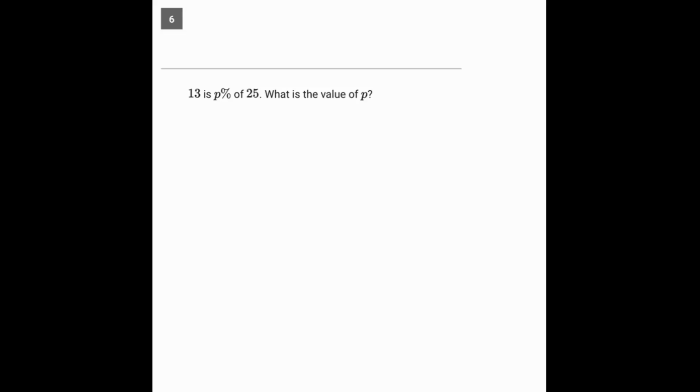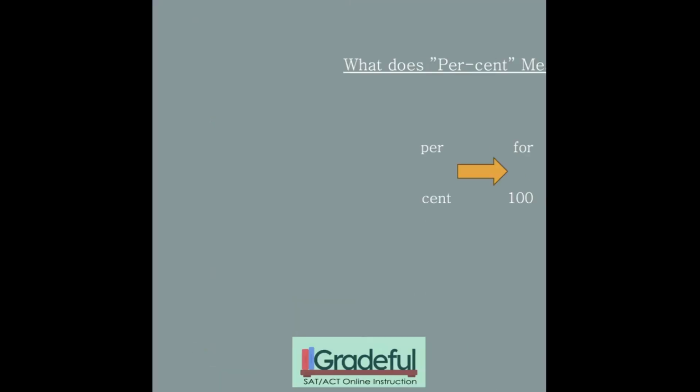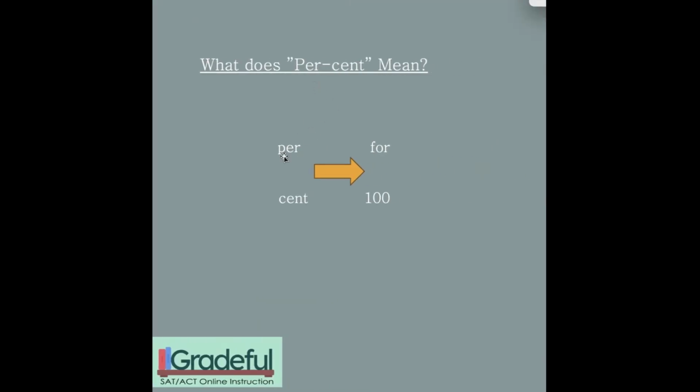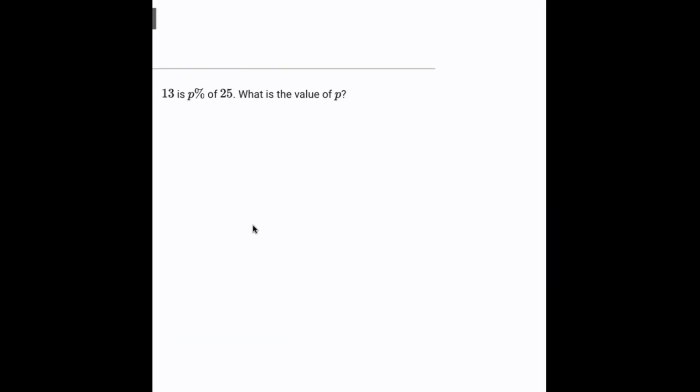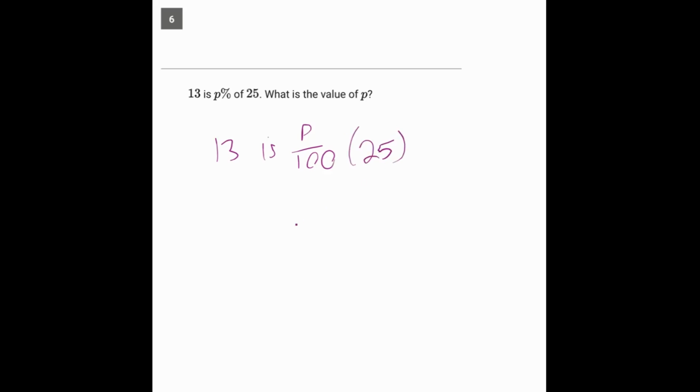Going over to question number 6 now, there are so many ways to do a simple percent, but what I'd like to emphasize right now is the idea that the word percent means for 100 in the original Latin root. So let's look at this. We can say 13 is P%. In other words, P over 100 times 25. And we can solve it that way. Now, of course, a percent is also a part over a whole. So we can say, well, 13 must be the part and 25 must be the whole. And either way, you'll get the same answer.